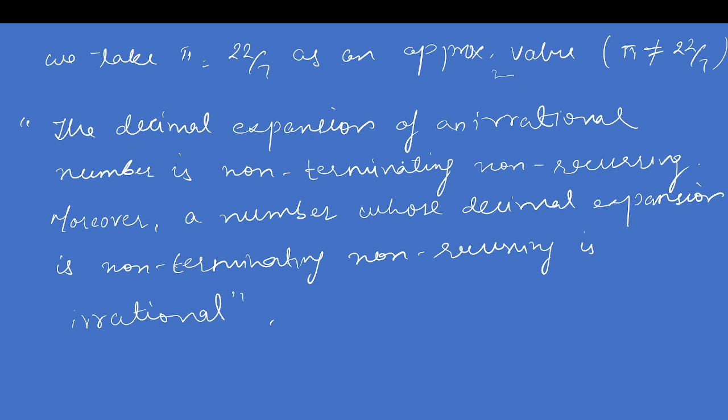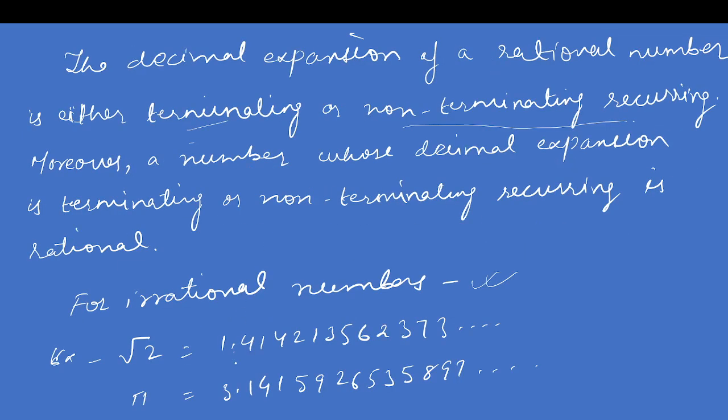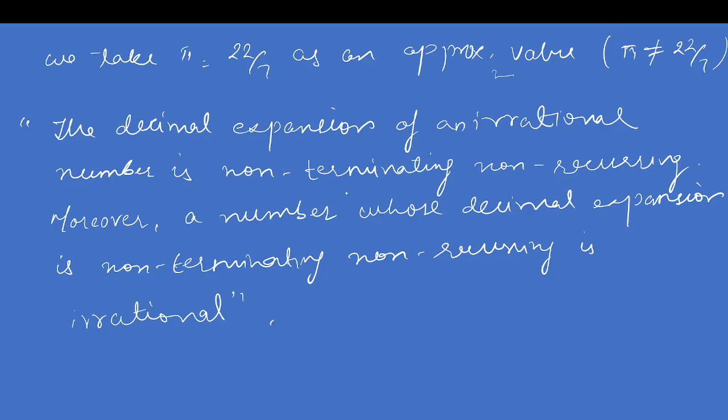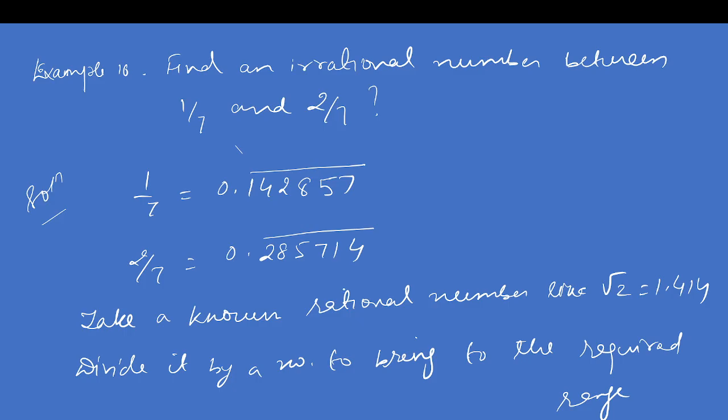The decimal expansion of an irrational number is non-terminating and non-recurring. None of the part is repeating itself. 1415926535897. So the decimal expansion of an irrational number is non-terminating, non-recurring. Again, a number whose decimal expansion is non-terminating, non-recurring is irrational. So these are two definitions of rational and irrational numbers.